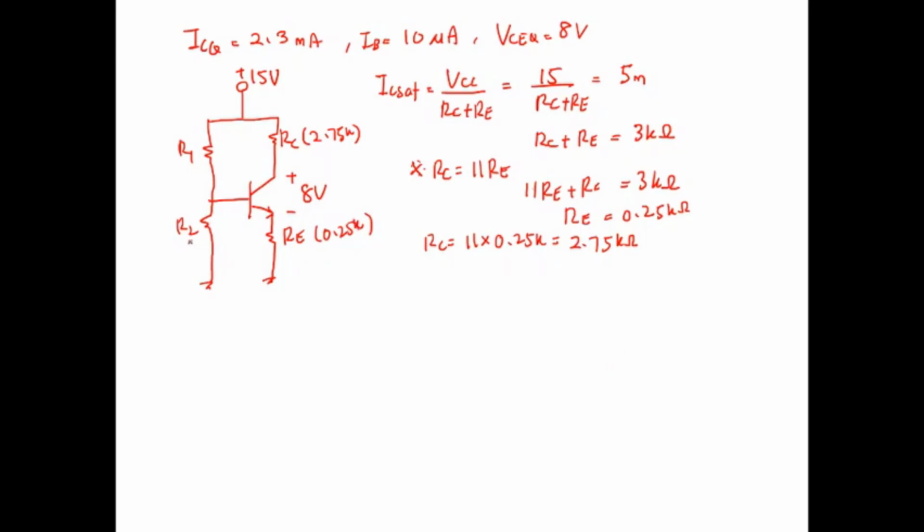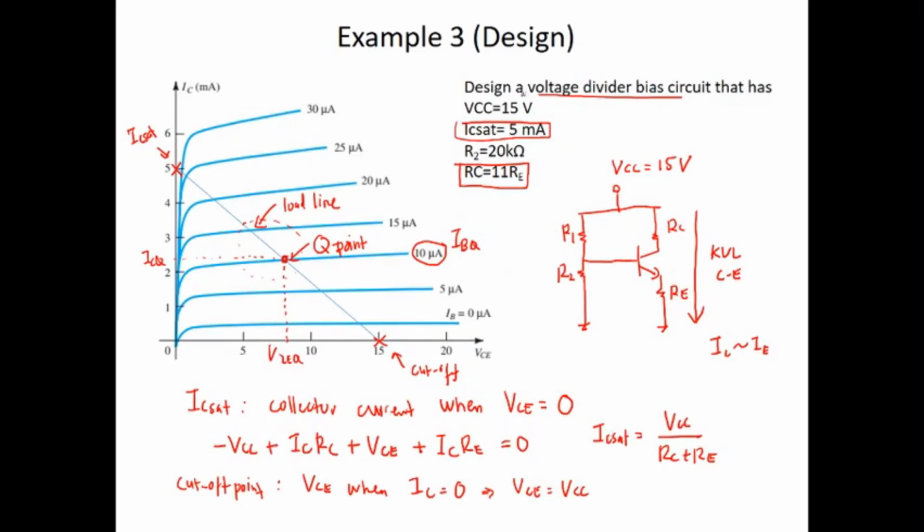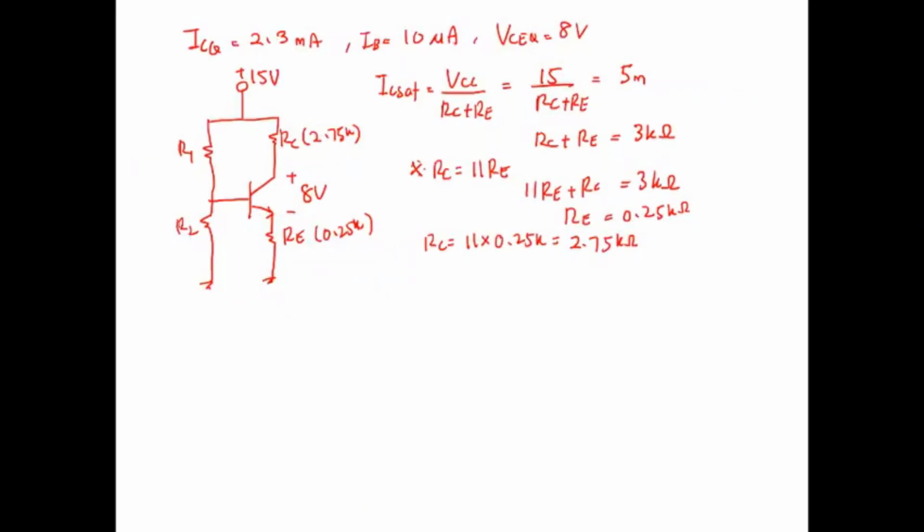Okay, next you need to calculate R1. For R2, we set R2 to be 20 kilo ohm, sorry, my mistake, 20 kilo ohm. Okay, R2 is 20 kilo ohm. So how can you analyze and get the value for R1? You need to consider the base emitter loop.